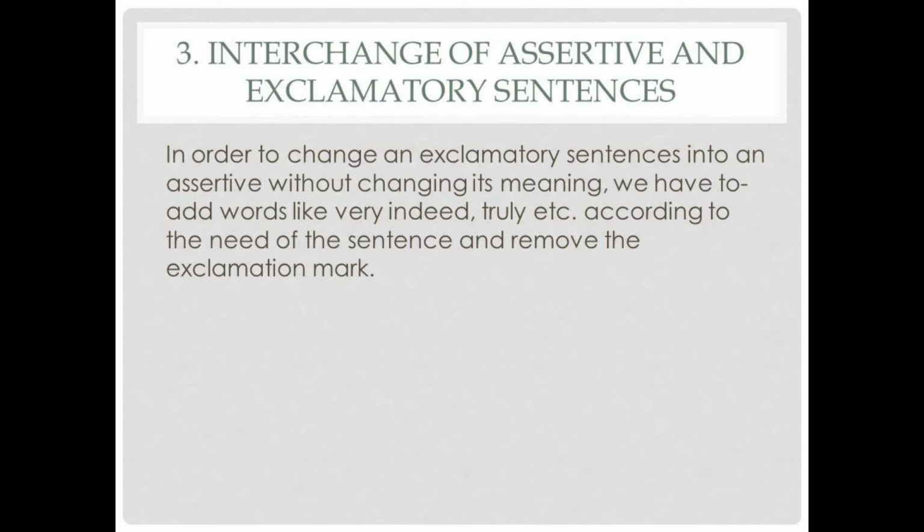For example, the assertive sentence is, "It is really a lovely sight." Whenever we are changing the sentence into exclamatory, we will be adding the exclamatory opening. Oh, what a lovely sight it is! Exclamation mark. So my dear students, these are the certain ways in which you are able to change a sentence from exclamatory to assertive and vice versa.